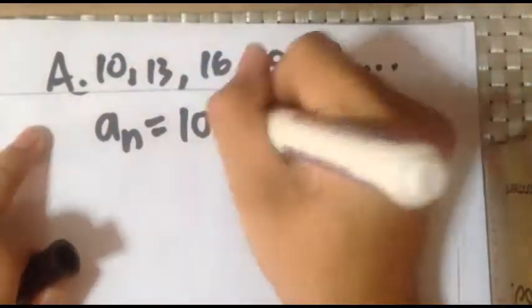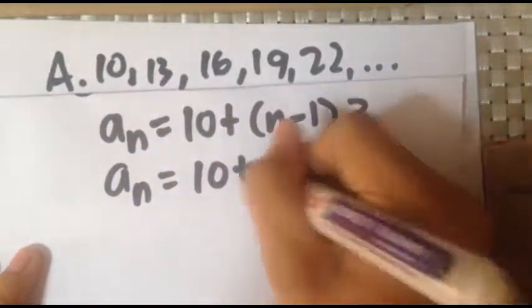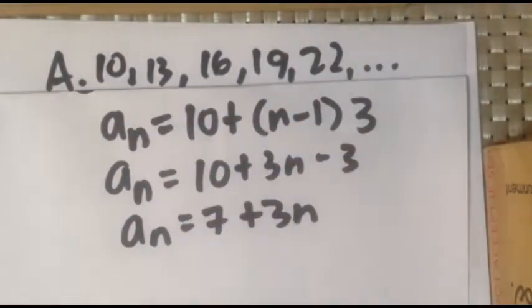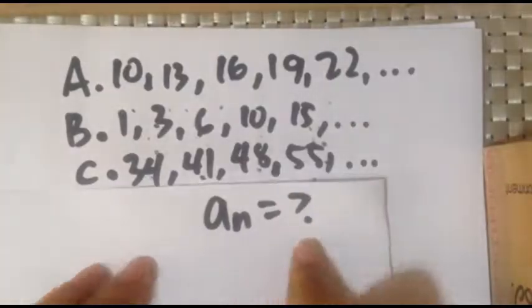So the nth term of A, for example, would be A sub n equals 10 plus n minus 1 times 3, or we can rewrite that as A sub n equals 7 plus 3n. Here's an exercise. What would be the nth term of C?